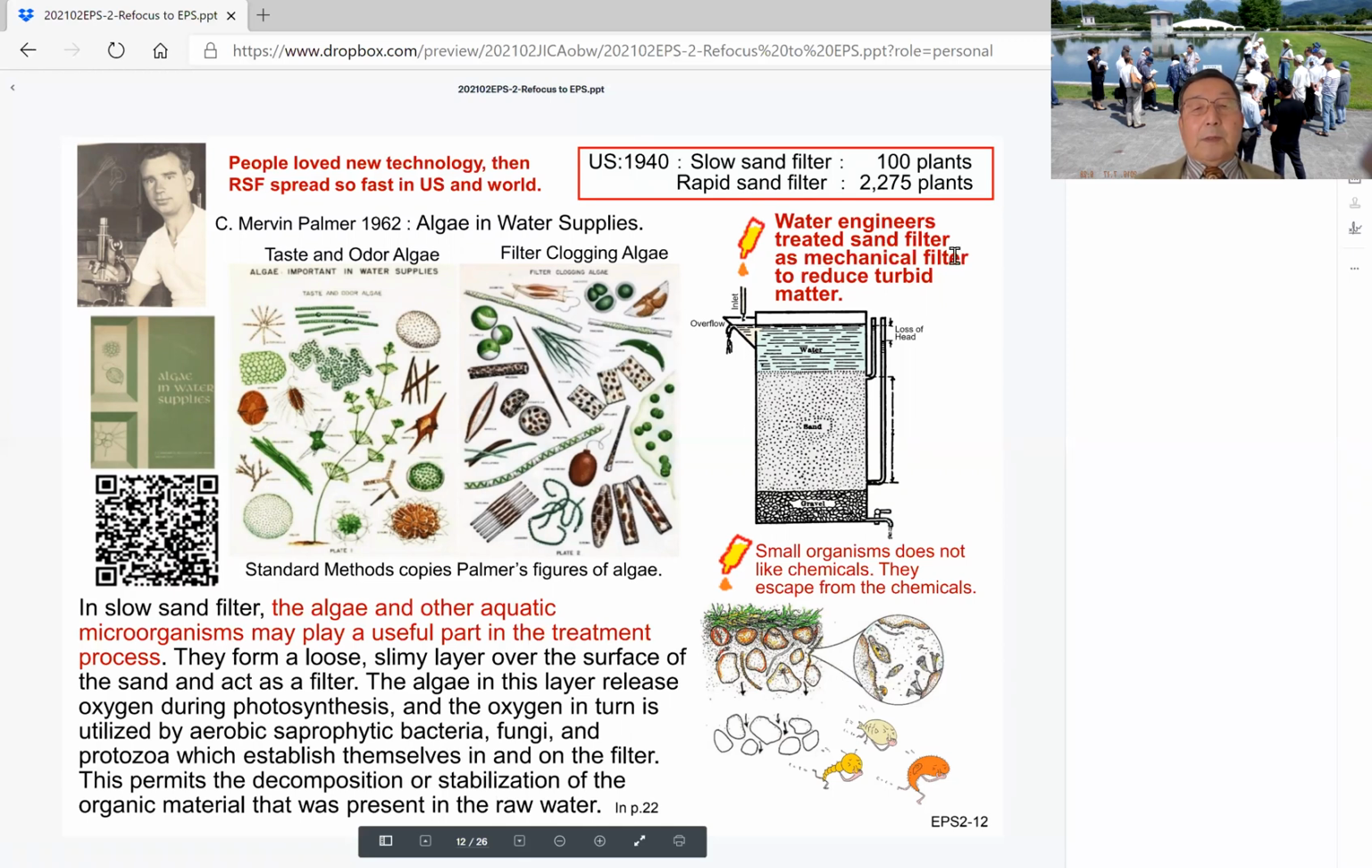The water engineers treated the sand filter as a mechanical filter to reduce turbid matter. Therefore, they used the rapid sand filter. In the slow sand filter, the algae and other aquatic microorganisms may play a useful part in the treatment process.